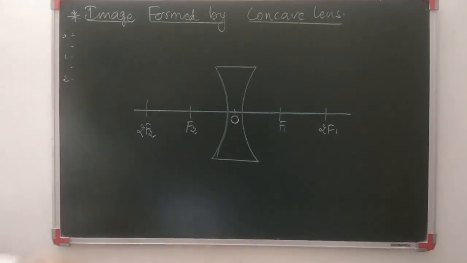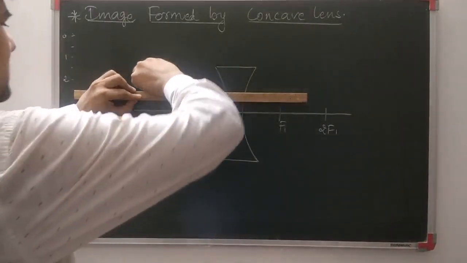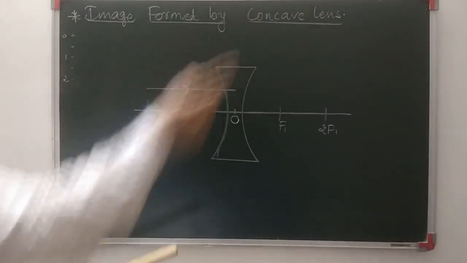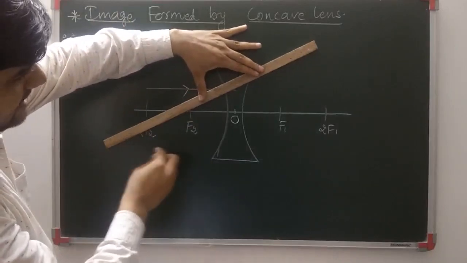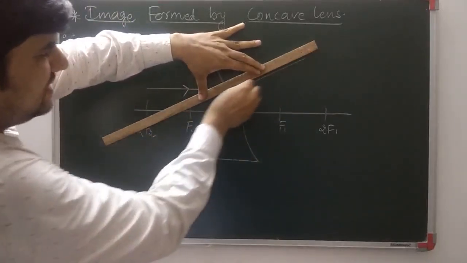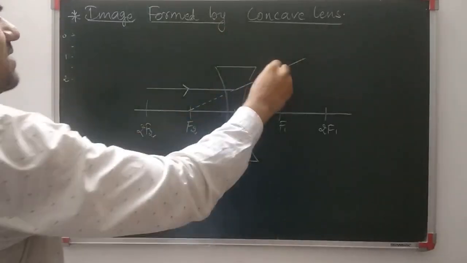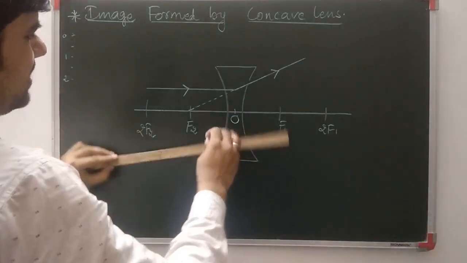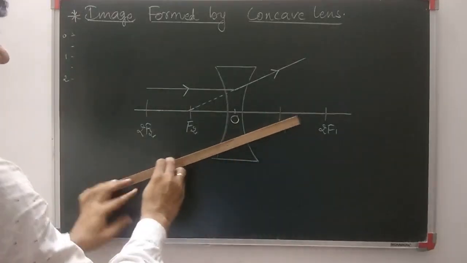So let's again understand this. The ray which is parallel to the principal axis, the conditions we are discussing right now, after the refraction it will be diverged. You can see that it diverges in this way. When we extend this, we can find that the ray is diverging from the focus. Second, let us take a ray which is coming from an object.